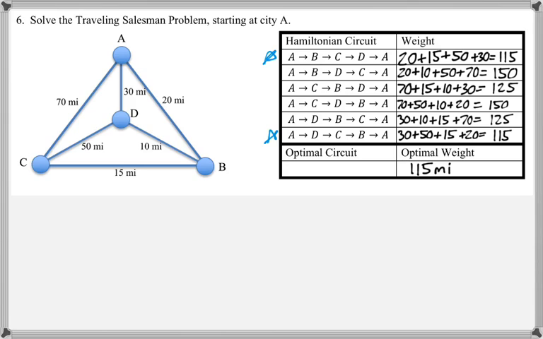And you can either take the first route or the last route, either one. They're actually the same route, just the opposite direction. So I'm just going to put the first route.